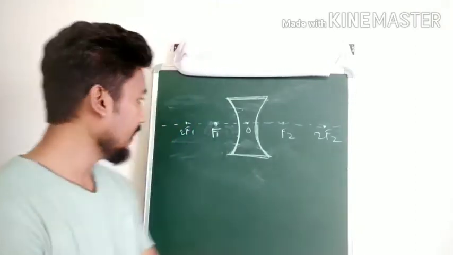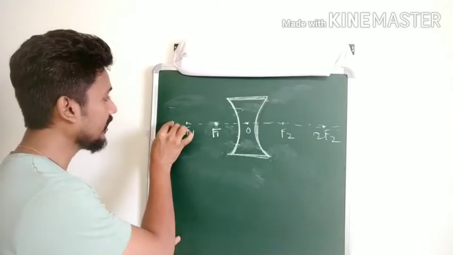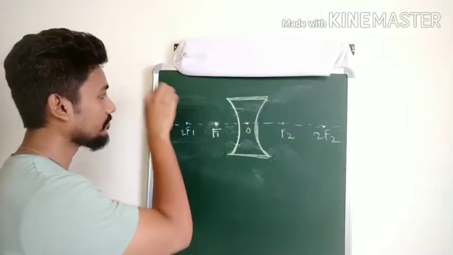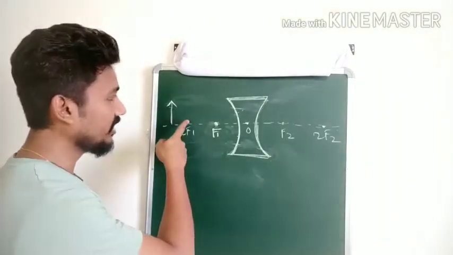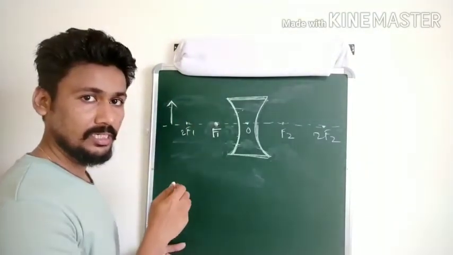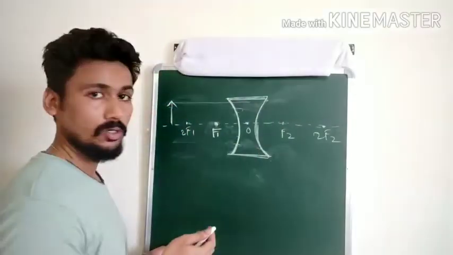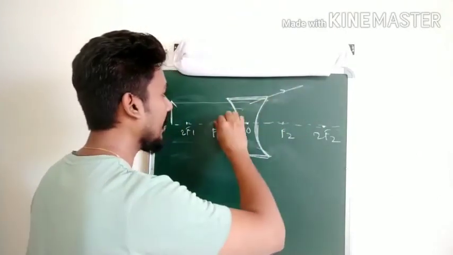The second case we will see is when the object is just beyond 2F1. Here at 2F1 we have placed our object. Now let us see the image formation. As usual, the first ray we imagine is parallel to the principal axis. Obviously you remember now it will diverge from the focus F1.